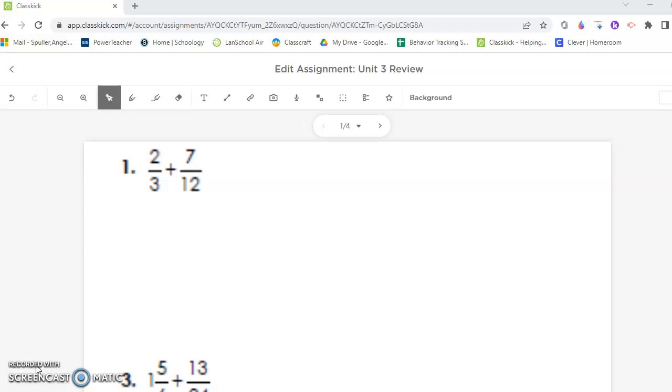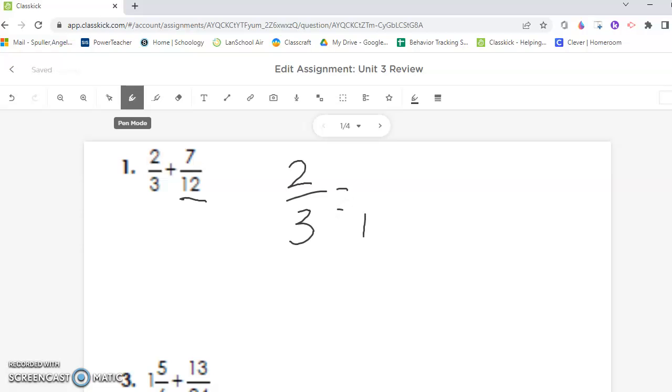So, adding and subtracting. Let's look at adding first. First off, remember when we're adding numbers, we have to have a common denominator. So we have 2/3. We've got to change it into a common denominator with 12. Well, I know that 3 can turn into 12 by multiplying it by 4, so I'm going to do the same to the top. I'm going to get 8/12.